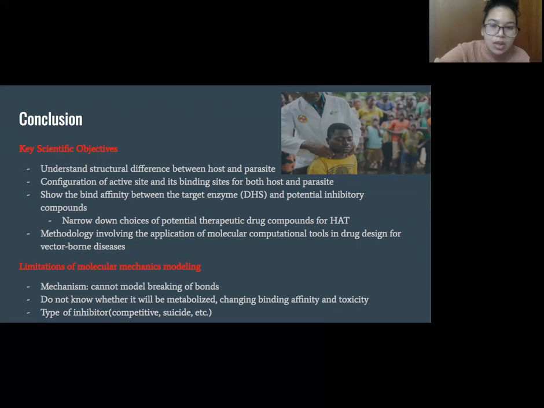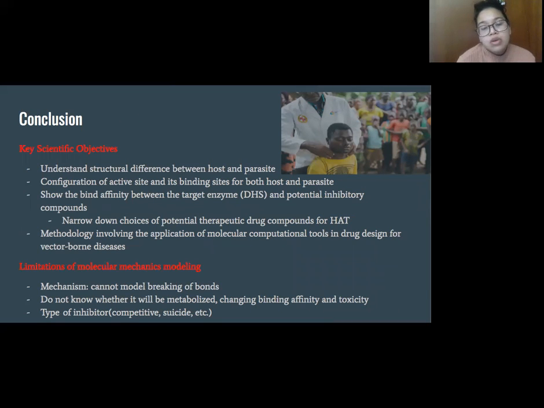There are limitations of molecular mechanics modeling because it is only a classical-based time simulation, but these limitations can be seen as the next steps in studying Trypanosoma brucei DHS and the potential inhibitor compounds that are highly selective to T. brucei DHS but do not bind to the host DHS. So mechanism: we cannot model the breaking of bonds. We can model the conformation and the configuration of the active site, but we can't model the breaking of bonds. We do not know whether it will be metabolized, changing affinity and toxicity.